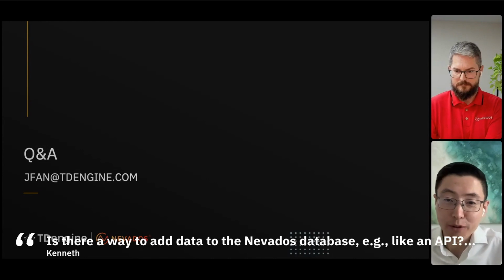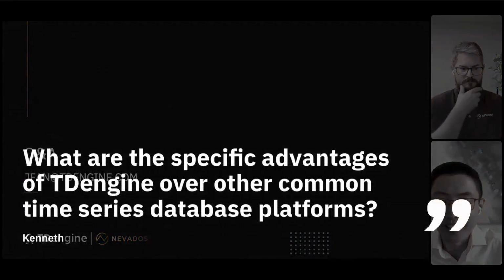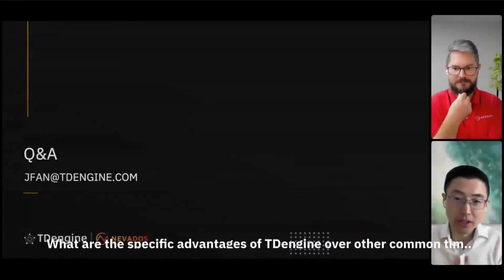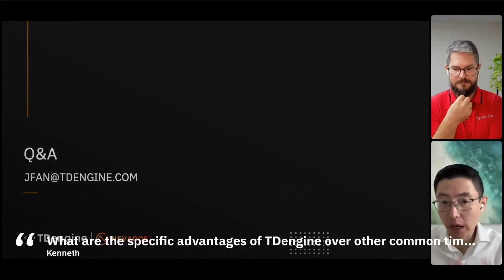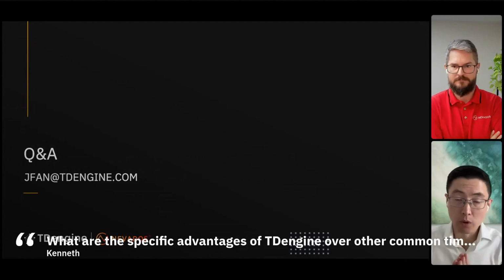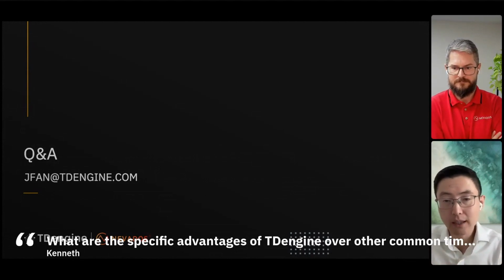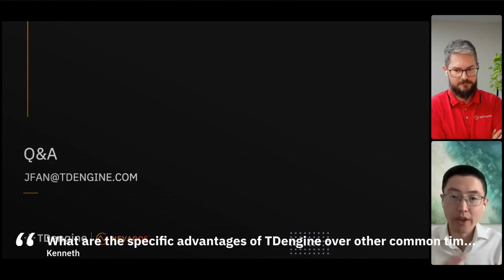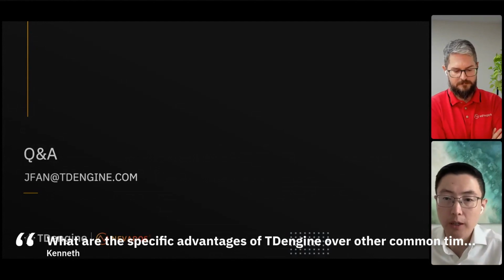There's another question. What are the specific advantages of TDengine over the other common time series database platforms? I think our founder and CEO, Jeff, has been answering a lot of questions in the chat window, which is very helpful. As you can probably see in the previous slides, compared to the other major time series databases, we have superior performance regarding ingestion speed and query speed, and we also consume less resources. So we're cheaper to use with higher performance. We're also a newer technology compared to some of these existing players on the market.